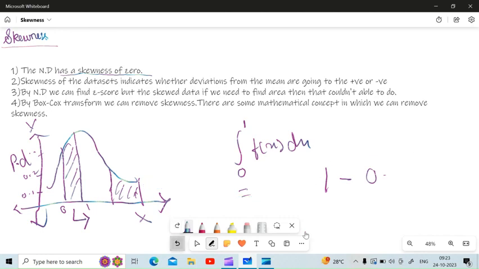So only if it's following a normal distribution can we find the z-score, the area of the particular range. Okay, so by Box-Cox transform, we can remove skewness. There are some mathematical concepts by which we can remove the skewness.